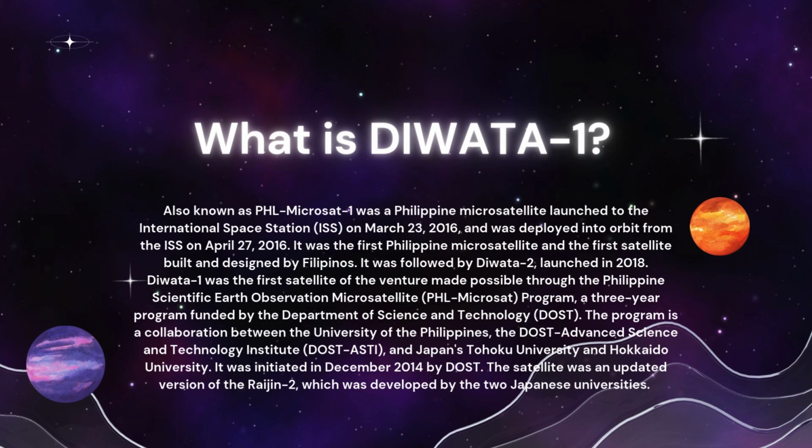Diwata 1 was the first satellite of the venture made possible through the Philippine Scientific Earth Observation Microsatellite, or PHL-Microsat program, a 3-year program funded by the Department of Science and Technology. The program is a collaboration between the University of the Philippines, the DOST Advanced Science and Technology Institute, and Japan's Tohoku University and Hokkaido University. It was initiated in December 2014 by DOST. The satellite was an updated version of the Raijin 2, which was developed by the two Japanese universities.